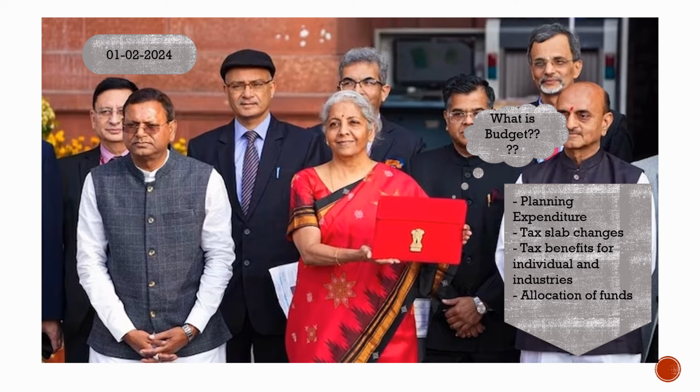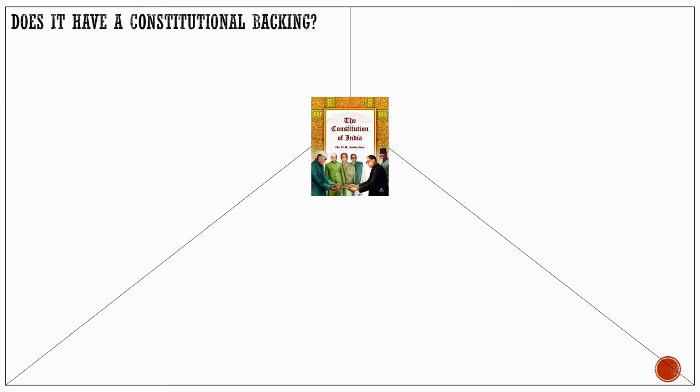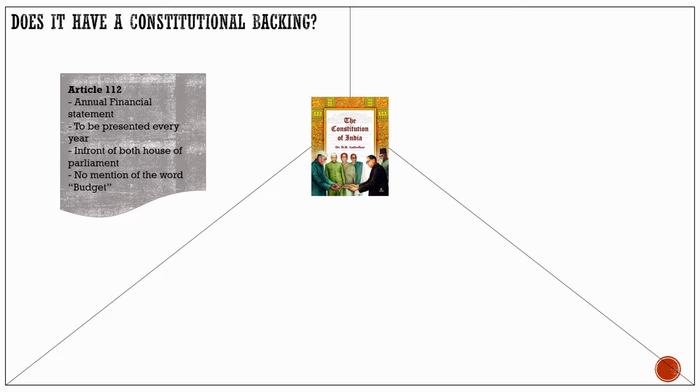Are the provisions of the budget documented in Constitution? Yes, we have mainly 3 articles which act as the base of the budget. First one being Article 112 of Indian Constitution. It states that the President shall, in respect of every financial year, cause to be laid before both the Houses of Parliament a statement of the estimated receipt and expenditure of the Government of India for that year.